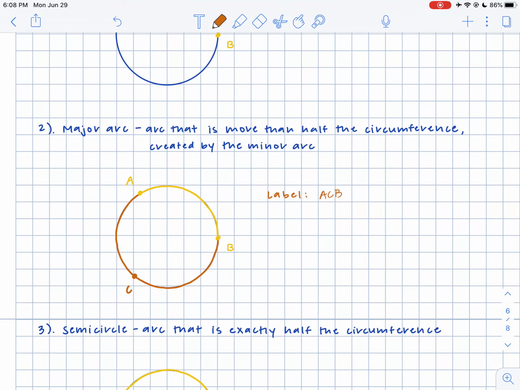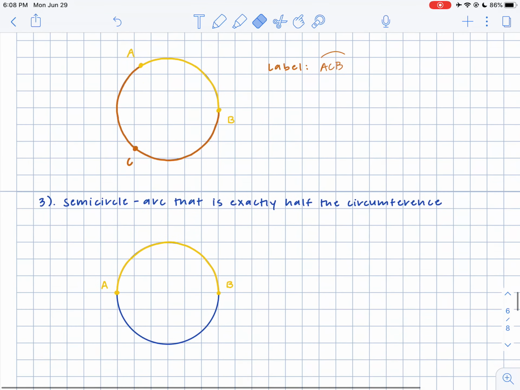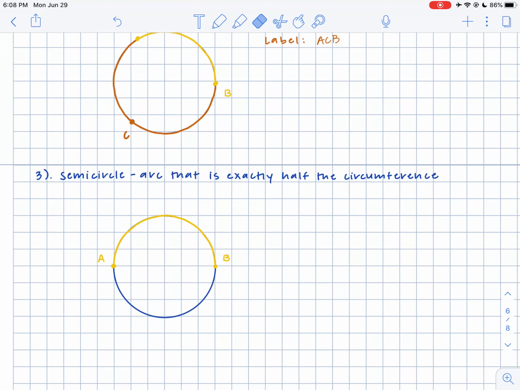How do we label this? Well, we'd have to say ACB and an umbrella on top. Now, why can't we just say AB? Because if we just had AB, if we didn't have point C, how can we distinguish the major arc from the minor arc? We can't really. That's why we need the third point. So usually major arcs would have 3 points.